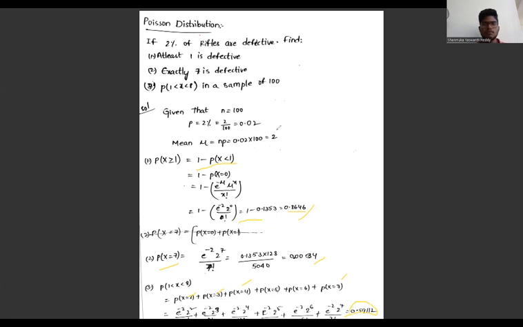These are the problems on probability. These are the problems on Poisson and binomial distribution.